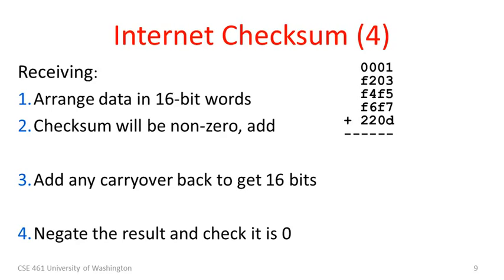Here, we arrange the message in 16-bit words. The checksum is there, it's the last word. It's non-zero because it was calculated on the other side. Now we add it. So what do we get? Well, before we have our 16 plus D, so that will be D. We carry the 1.